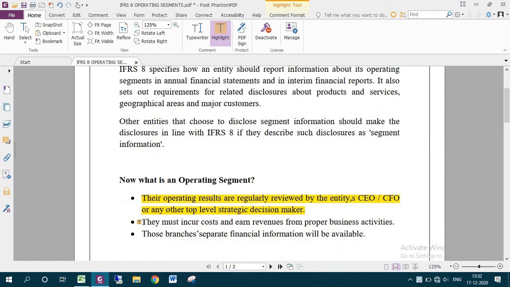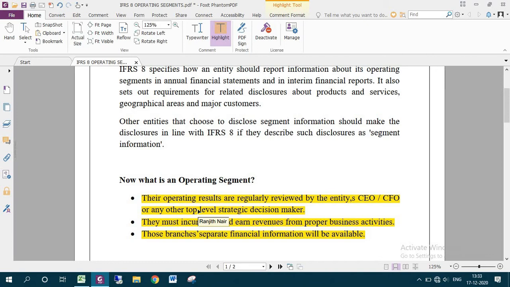The next criteria is they must incur cost and earn revenues from proper business activities. It means that an R&D center and all cannot be an operating segment because it incurs cost and does not earn any revenue. The next criteria is those branches' separate financial information should be available. So if all these criteria are met, then we can call it an operating segment.